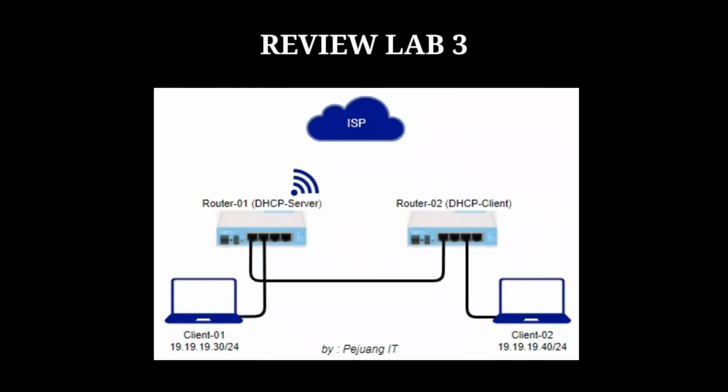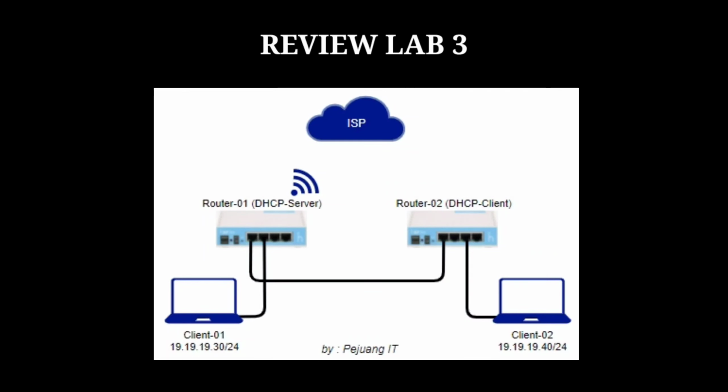DHCP server configuration: create a DHCP server by setup, using the interface bridge, and the DNS server is 8.8.8.8. NAT firewall configuration: create a firewall NAT so that connected clients can connect to the internet. Testing: perform testing by pinging the IP router and pinging google.com on each client, starting from client 1, then router 2 with DHCP client, and on client 2.